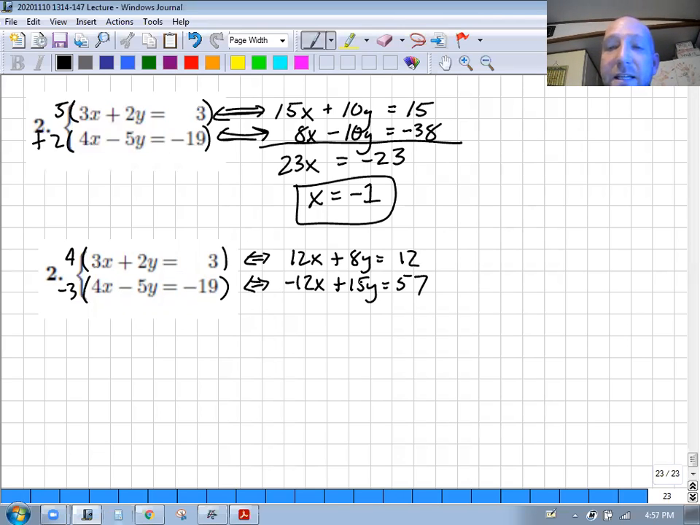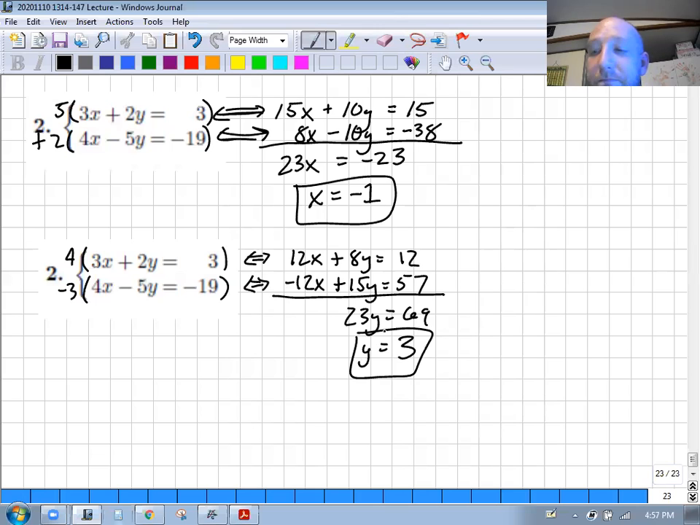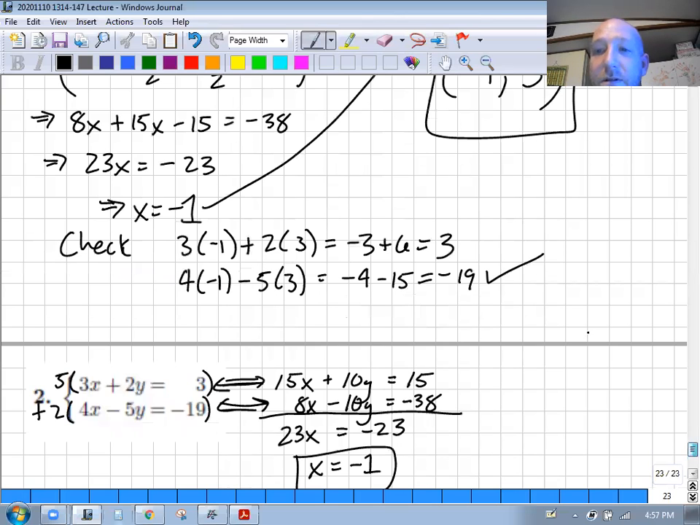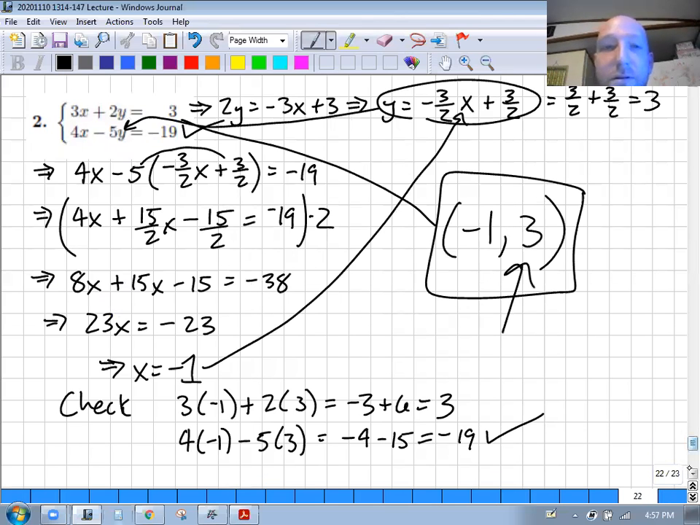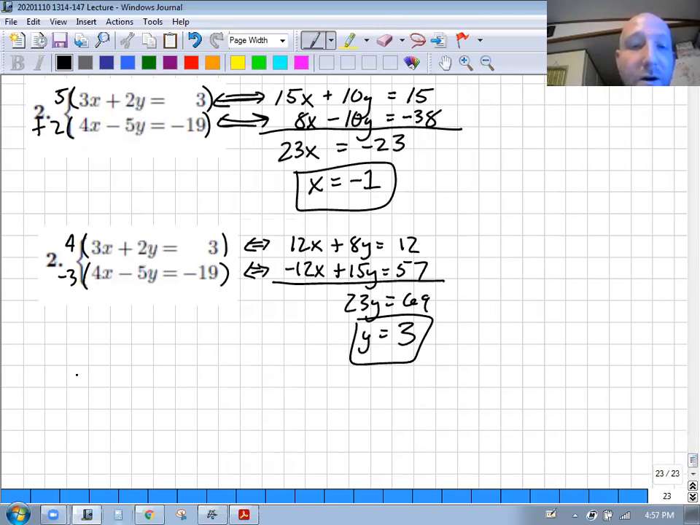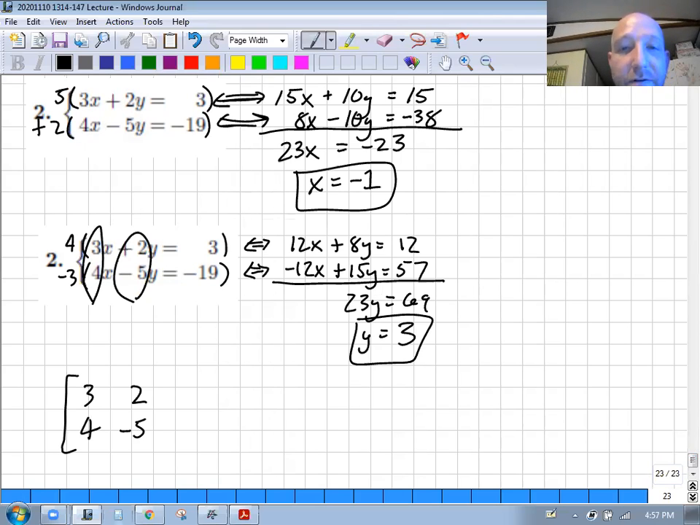So if I add these together, the x's go away. I got a 23y equals 57 plus 12 equals 69. 69 divided by 23 is 3. I got a negative 1 and a 3, which is the correct answers. If we're going to put these in an augmented matrix, we have a 3, 4, 2, negative 5, 3, negative 19.